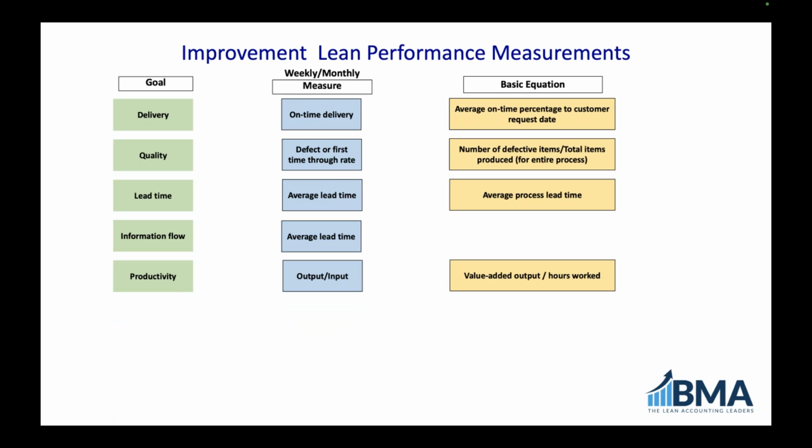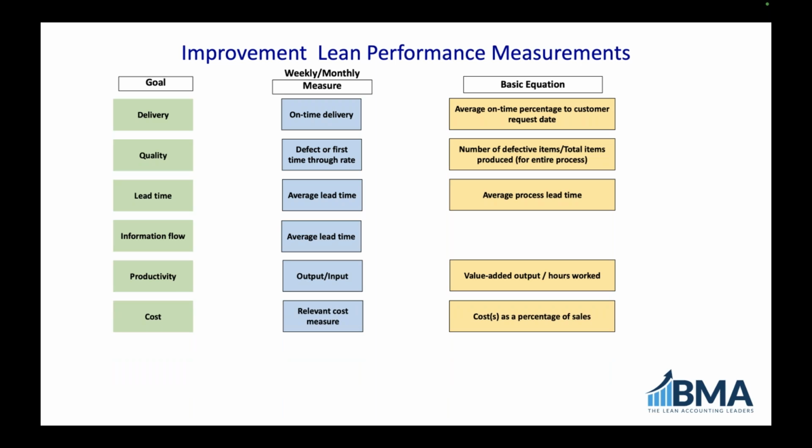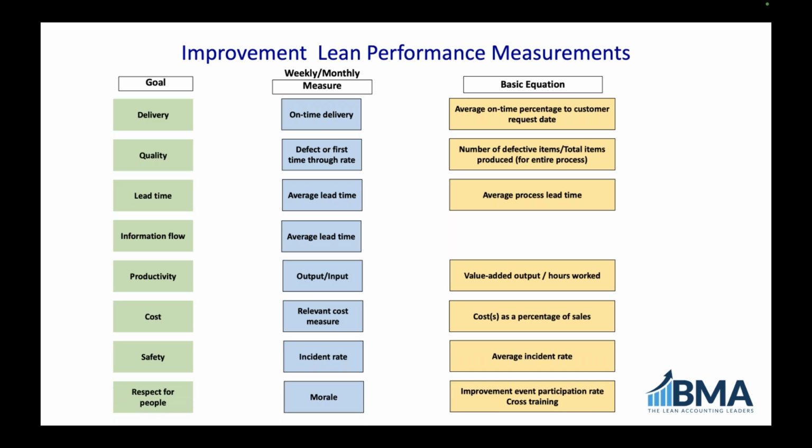Information flow, same thing, average process lead time. Productivity: what's the value added output over the hours worked? How many invoices per hour are processed in accounts payable? Cost as a percentage of sales is the improvement measure for cost, because most costs are fixed. And then safety and average incident rate, respect for people, improvement event participation rate, or cross training. These are just basic improvement measures that you need to consider in any accounting process.